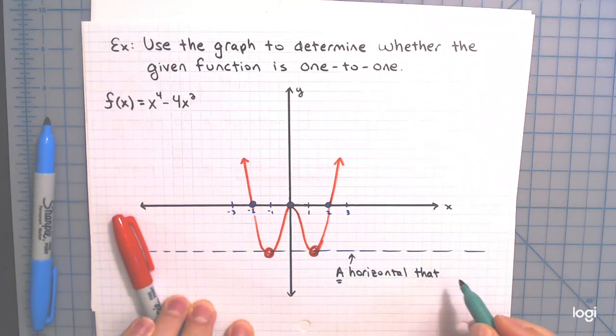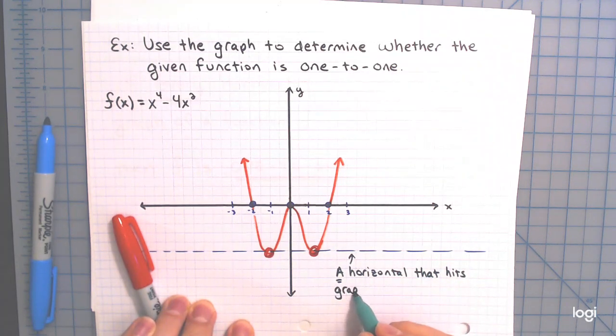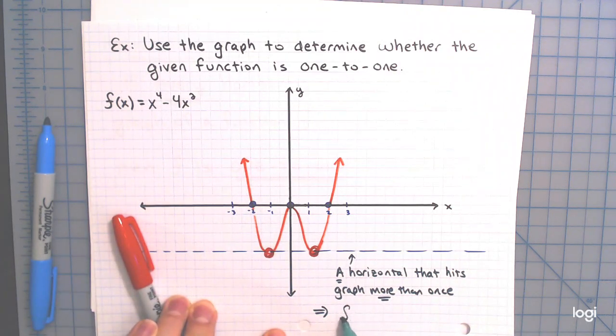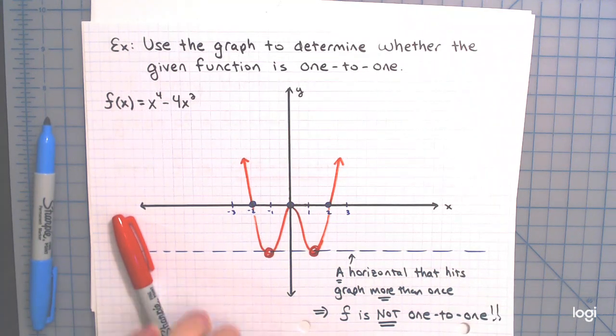So here's a horizontal line that hits the graph more than once, meaning that this function called f is not 1 to 1. Right? It's a function, sure, it passes the vertical line test, but it doesn't pass this horizontal line test. It is not 1 to 1.